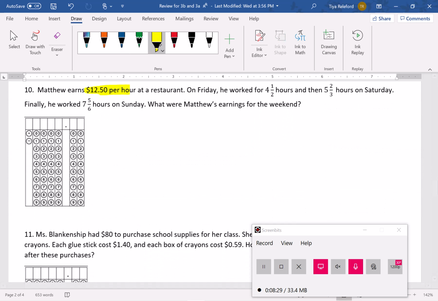Matthew earns $12.50 per hour at a restaurant. On Friday, he worked 4.5 hours and then 5 2/3 hours on Saturday. Finally, he worked 7 5/6 hours on Sunday. What were Matthew's earnings for the weekend? You're going to have to add Friday plus Saturday plus Sunday first. That'll tell you how many hours.